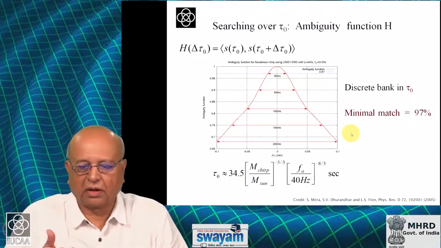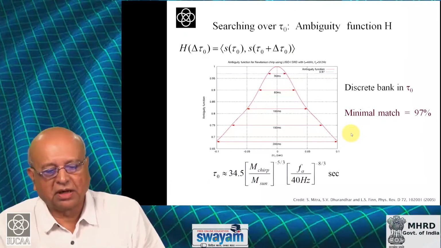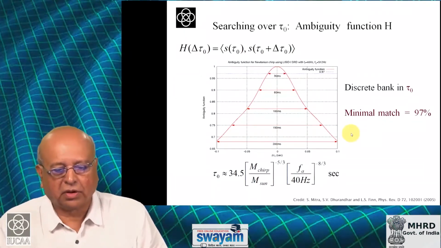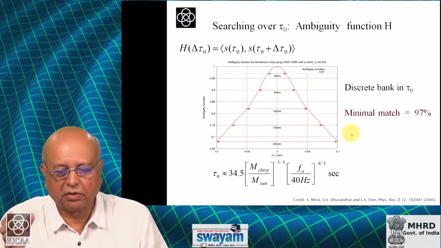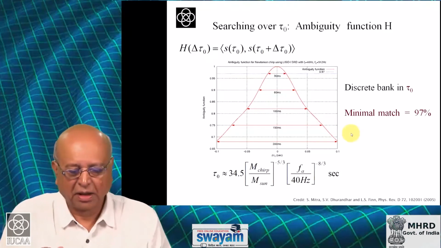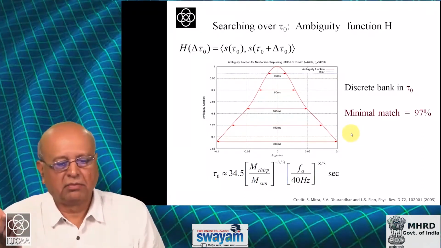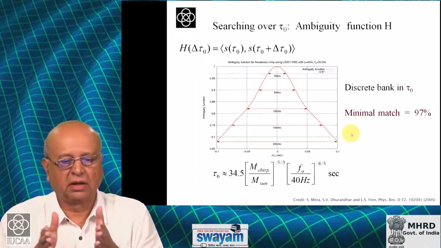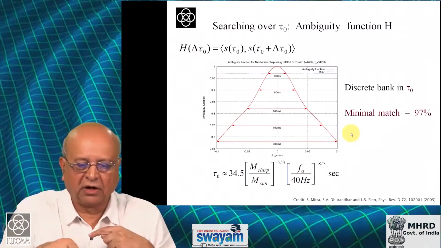Here it has been plotted for LIGO 1, this was the initial LIGO power spectral density, and so on, and F_l is 40 hertz, the lower frequency is 40 hertz, while the upper frequency cutoff is 512 hertz. So, this is the function H, which is plotted against delta tau naught. Delta tau naught is 0, that is where it is the maximum, and that comes straight away from the Schwarz inequality, because the scalar product is maximum when the two vectors are pointing in the same direction. So, this is 1, and then it falls off.